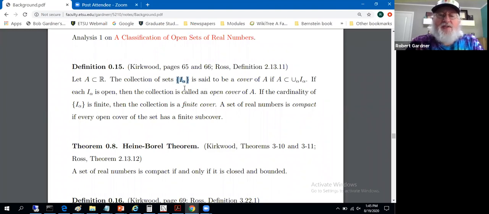How many of these I sub alphas are there? I don't know. There's one for every alpha, however many alphas there are. The cardinality of the indexing set. I dealt with it in the past, but anyhow, union up those I sub alphas. If that's a superset of set A, then this is said to be a cover of set A. If each of the I sub alphas are open, then it's called an open cover of A. And we're interested in open sets, and so we're interested in open covers.